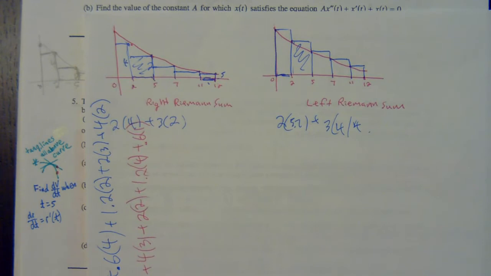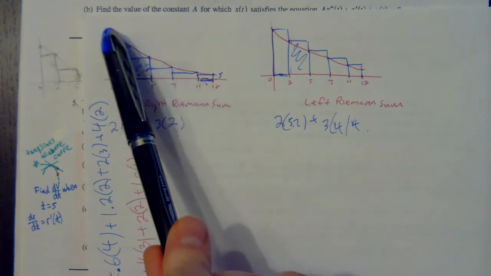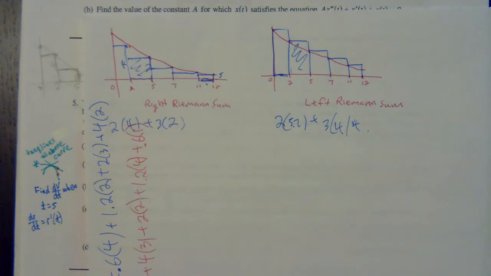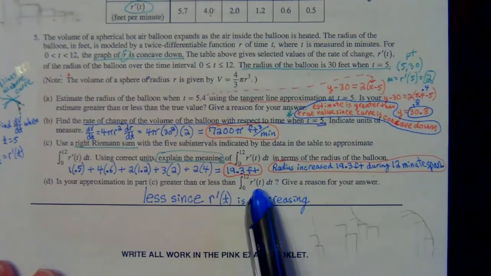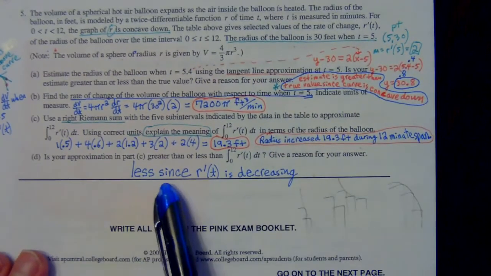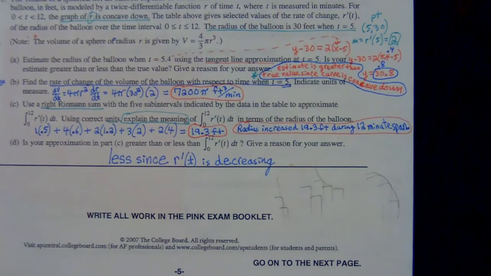They don't want to hear it's an underestimate because the rectangles are below the actual curve. What they want to hear is what this curve is doing. You've got to say whether that original curve is increasing or decreasing. You've got to say what this thing is doing. All right, and so I put less since that r prime of t is decreasing right there. And let me just expand upon that a little bit.